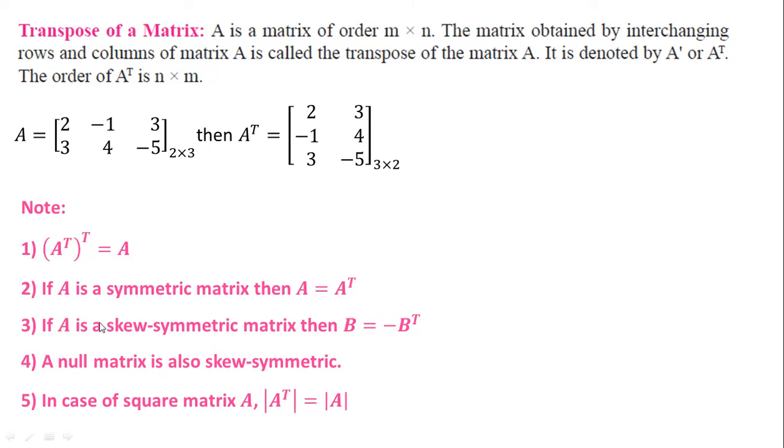So these are all the properties related to the transpose of a matrix, especially for some cases: for a symmetric matrix, for a skew symmetric matrix, or for a square matrix, in that case what about the determinant. So all the basic concepts related to matrices are completed. I hope you have understood all these types of matrices, the definition and types of matrices.